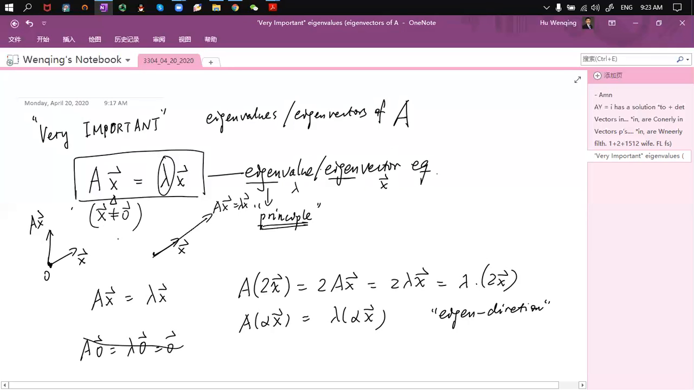An eigenvector is a vector that satisfies the relation Ax equal to lambda x, but we don't take 0 vectors as eigenvectors. We do not accept 0 vectors as our eigenvector. So that's the eigenvector eigenvalue equation.